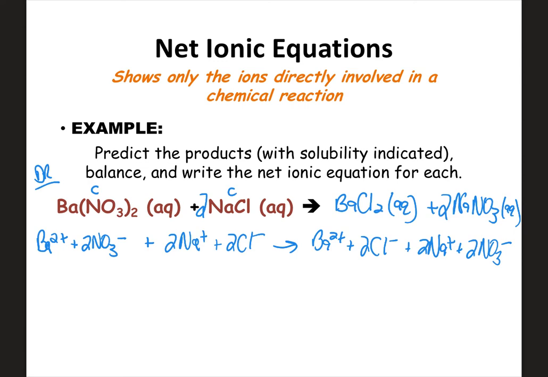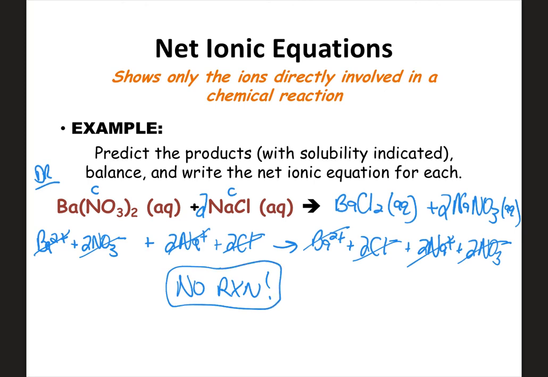So now you're looking for spectators, anybody who's the same on both sides. Well, I see 2Na plus on both sides. I see 2NO3 minus on both sides. I see 2Cl minus on both sides. And I see a Ba2 plus on both sides. So if you notice, everything canceled out. So this would be listed as a no reaction. RXN stands for no reaction. And you do show your work, show everything canceling here.